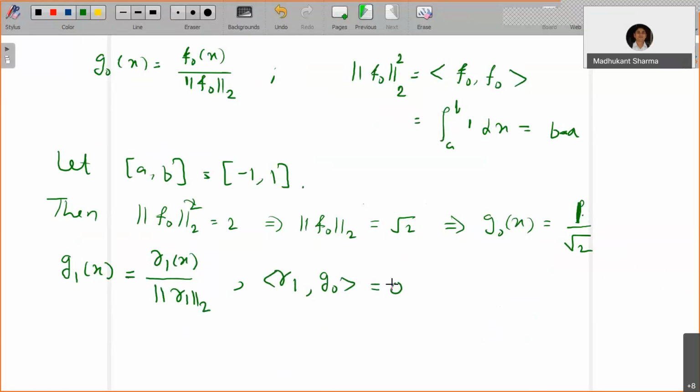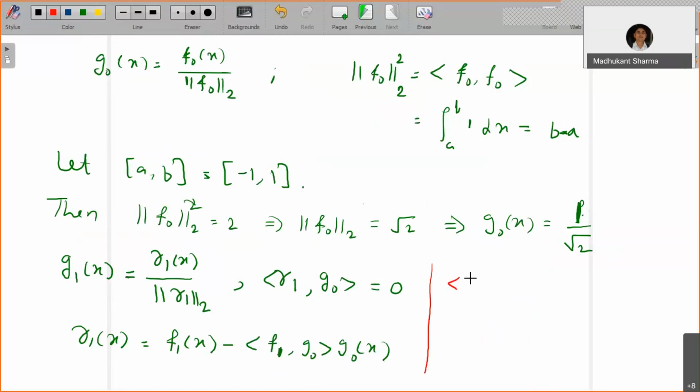What is R1? R1 is such that R1 comma G0 is 0. We need to find G1 such that G1 is perpendicular to G0, by using F1. So what will be the definition of R1 of x? If you recall from your linear algebra classes, that is going to be F1 of x, and then you eliminate the component in the direction of G0 from F1. So that's F1 minus F1 comma G0 times G0 of x. Now you can verify that R1 comma G0 is 0.